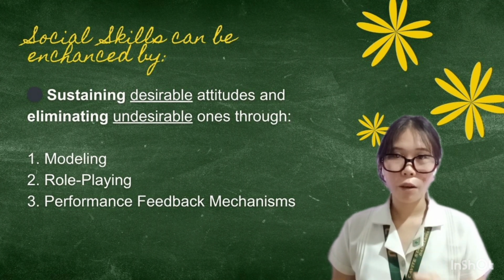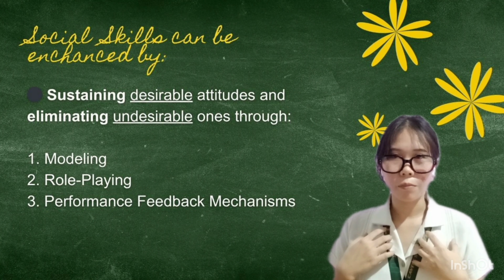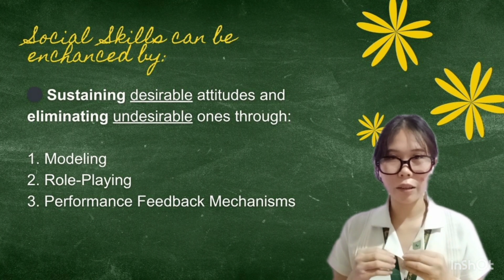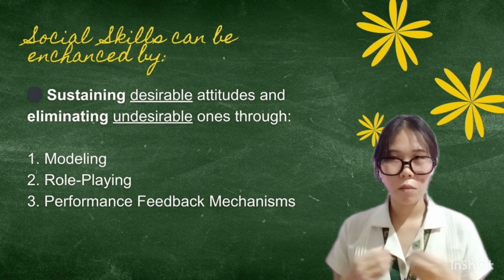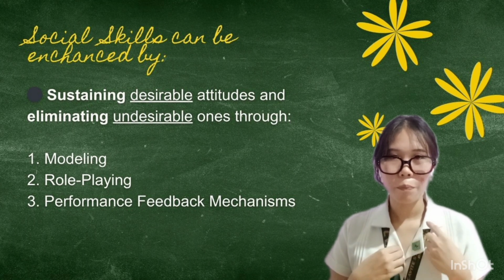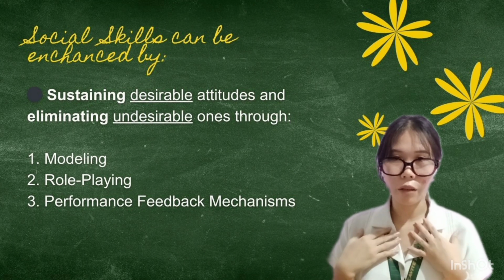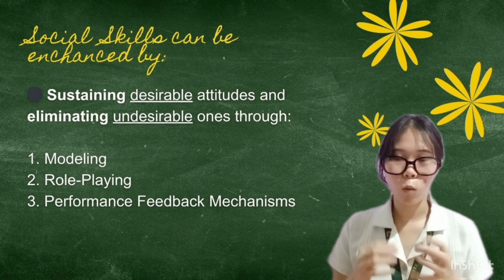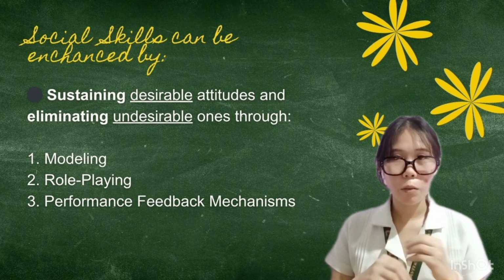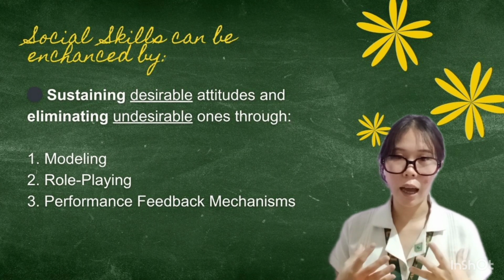Three is performance feedback mechanism. This refers to receiving constructive input on your social interactions. This feedback, whether from your mentor, your peers, or even your self-assessment, will help you understand what you did well and what areas you need to improve, allowing you to refine your social skills over time.